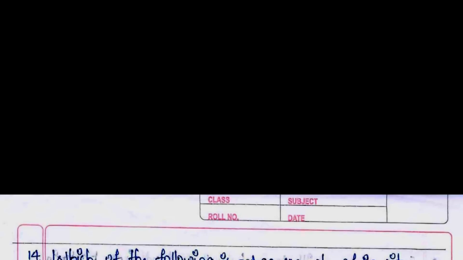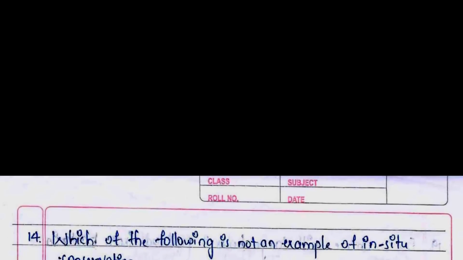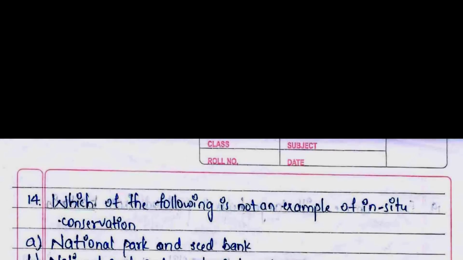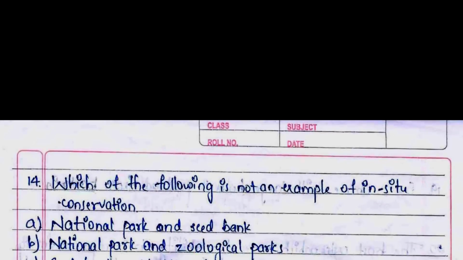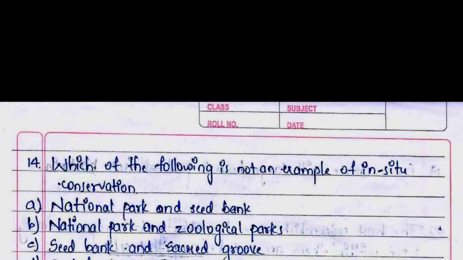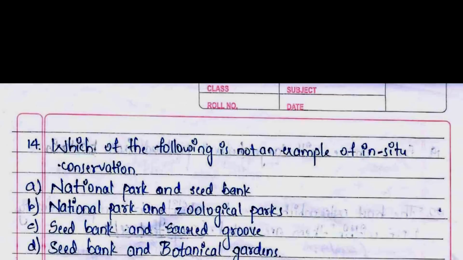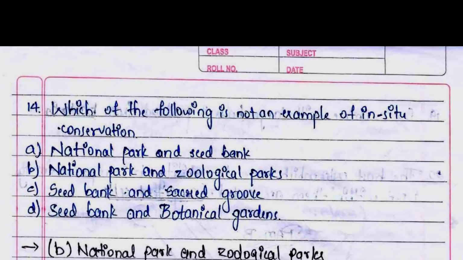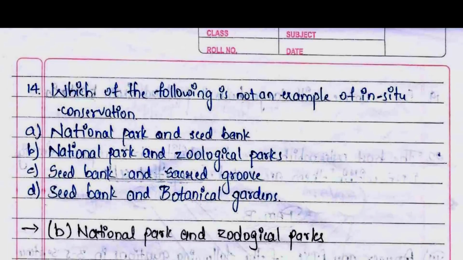14th, which of the following is not an example of in situ conservation? A, national park and seed bank. B, national park and zoological park. C, seed bank and sacred grove. D, seed bank and botanical gardens, and the answer is B, national park and zoological parks.